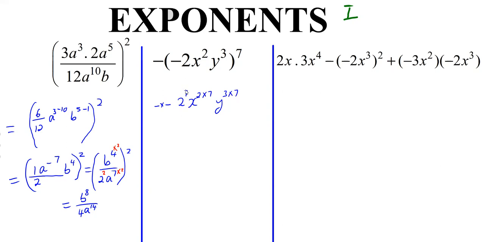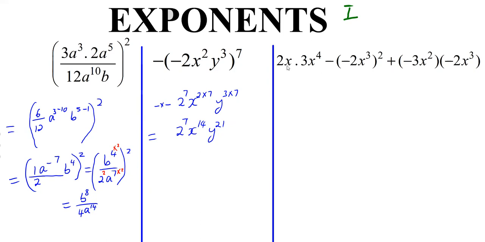It's going to give us a positive. So it's going to be 2 to the power of 7, x to the power of 14, y to the power of 21. So 3 times 7 is 21, and 2 times 7 is 14. That's what we have as our answer there. Let's move on, guys.